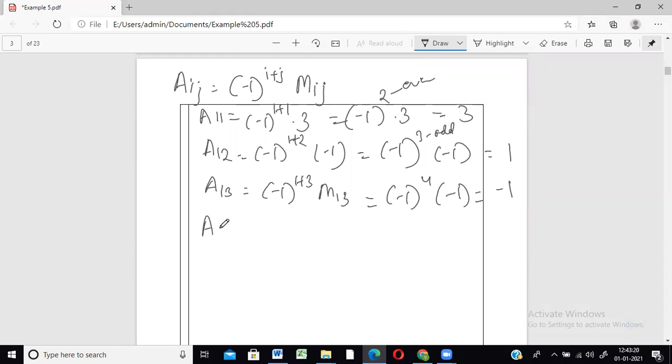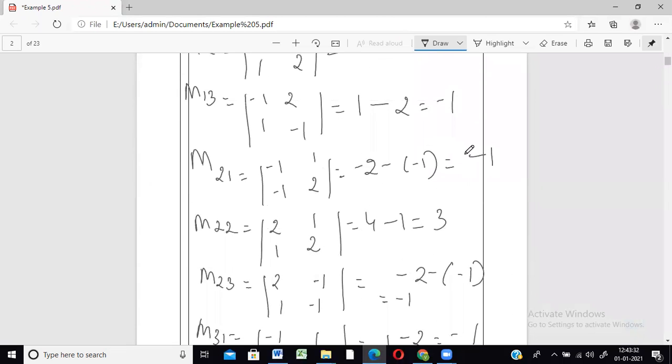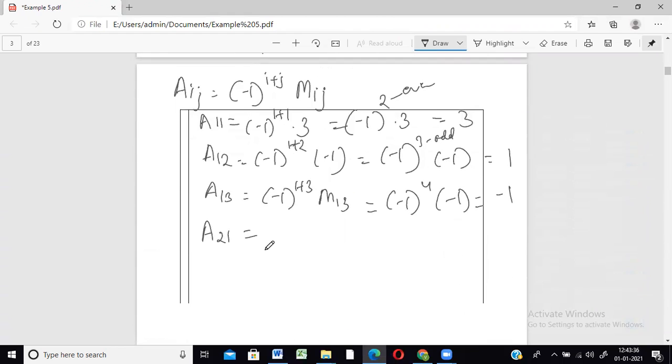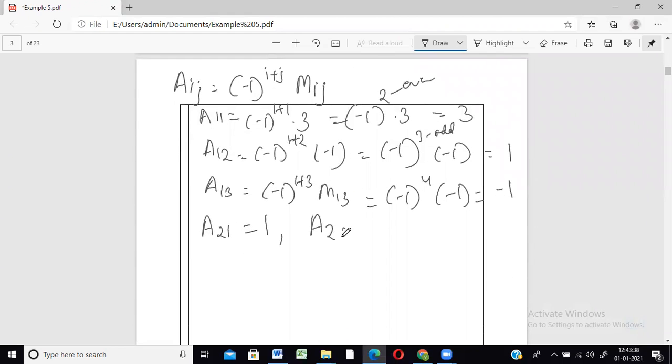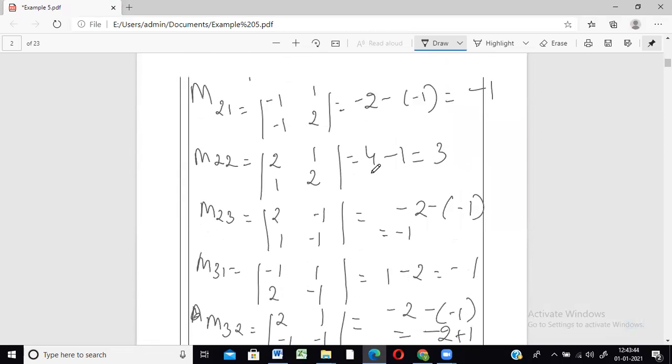So let us do it quickly. By the way, what was this? A21. 2 plus 1 is 3. So yes, it is odd, the sign will change. What is M21? M21 is -1. So the sign will change, so it will be +1. A22. A22 means 2 plus 2 is 4. Even. The sign will not change. What is M22? M22 is 3.